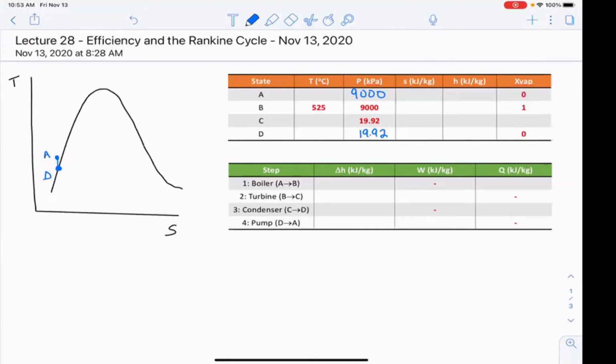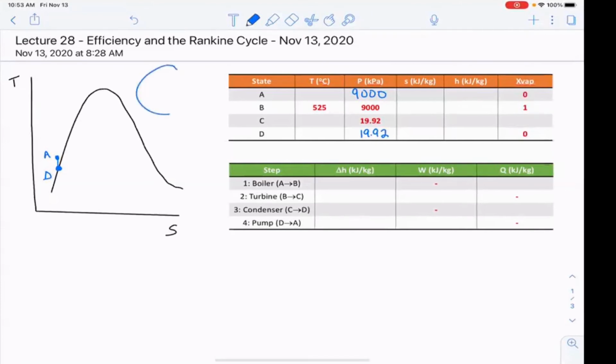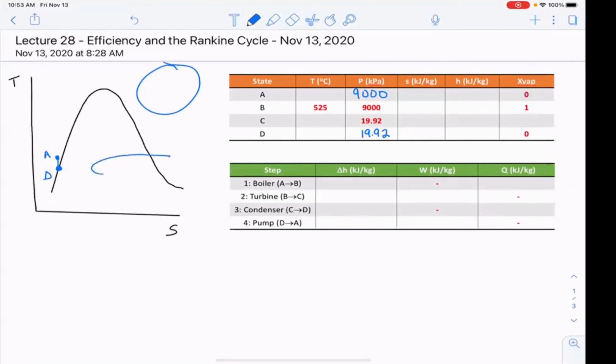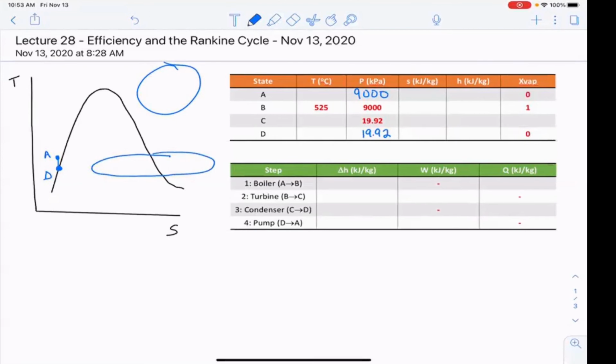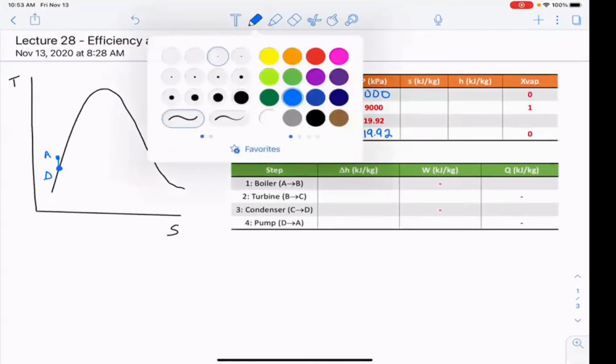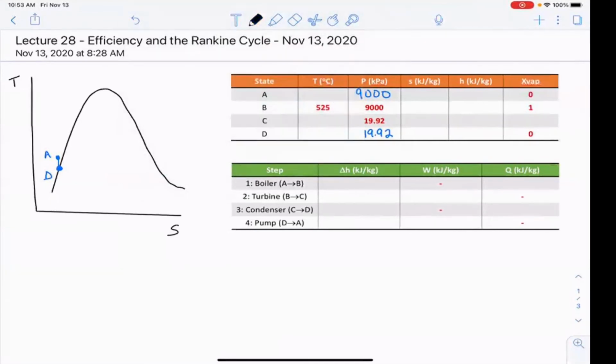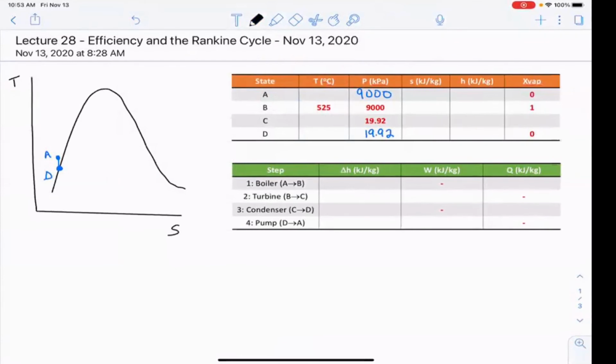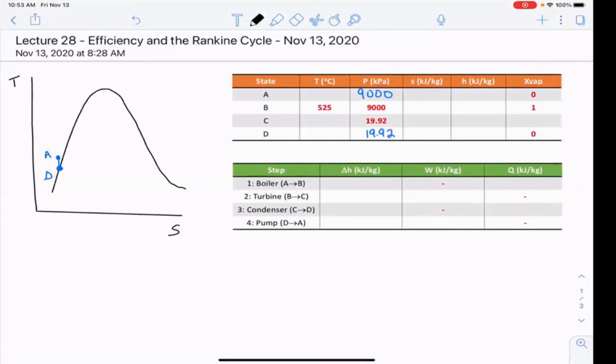And then we have to find out where we are for points B and C. We do know that point B will be out here somewhere. But the thing is that we don't know where C is yet, right? It can be anywhere in this range. So all we know is that from B to C we'll have a vertical line. And so we know that in the turbine, which takes us from point B to point C, it is isentropic, right? Because we said it's adiabatic and reversible.